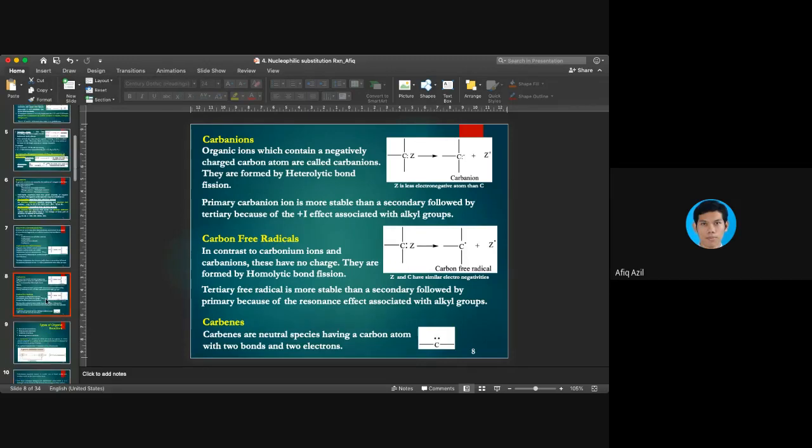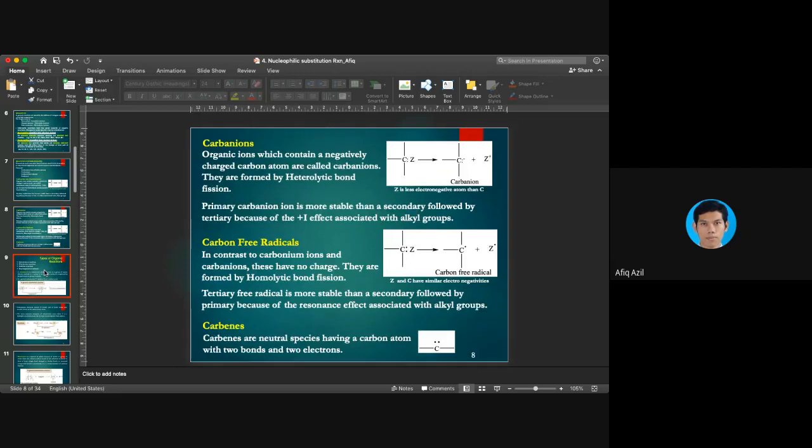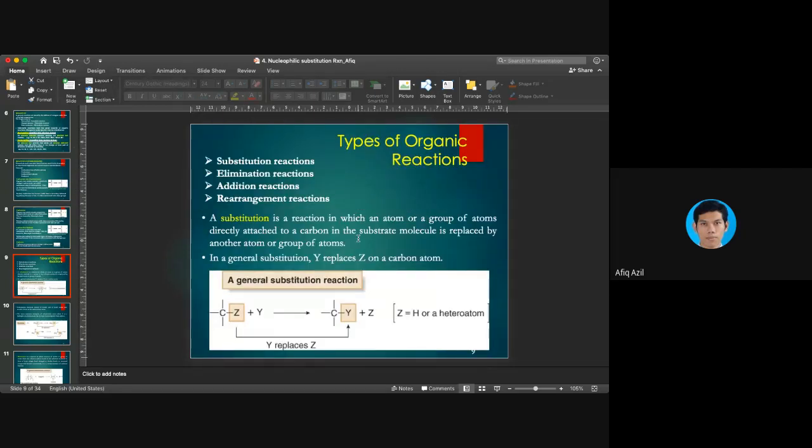So that is on the reaction intermediate. Next, we go to the types of organic reaction. In organic chemistry, there are only 4 types of main reactions. All of the reactions in organic chemistry can be classified into one of these 4. You have substitution, then we have elimination, addition, and the last one, rearrangement.